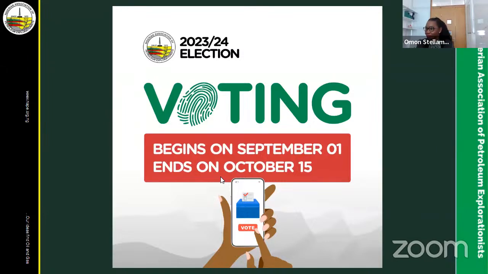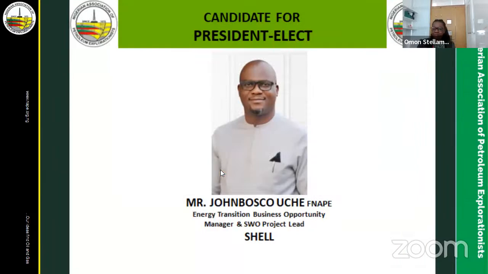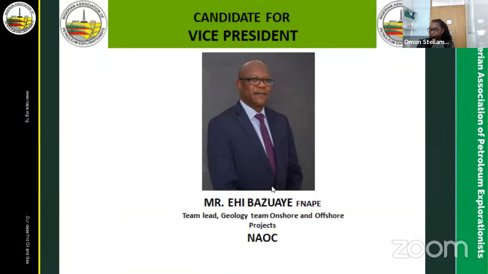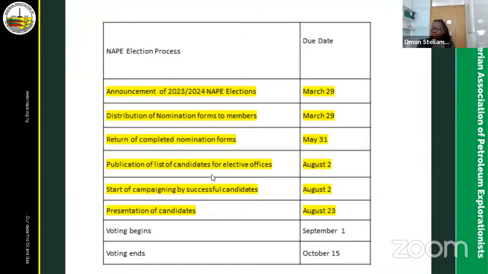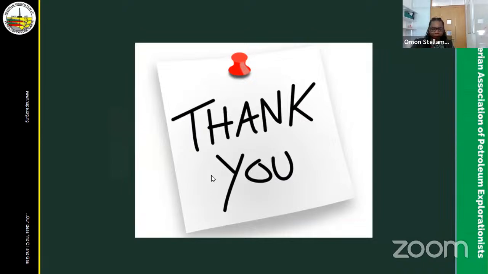Voting is open, actually. No, it's not open yet. Yes, it's open from 1st September to October 15th. So please vote for the new ESCO for the 2023-2024 election. You can only do that if you're a registered member, so if you're not, you won't be able to. Please register and vote. These are the people contesting for the various positions: President-elect John Bosco Uche, Vice President Ehi Bazwaye, and every other candidate. You can find all of these details on our website as well. This is how we can promote the NAPE organization. Thank you.